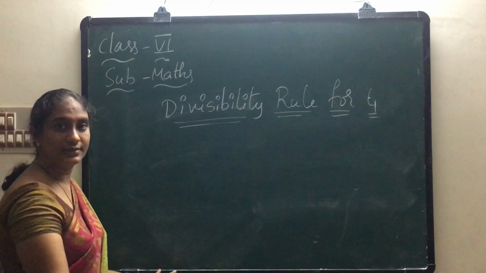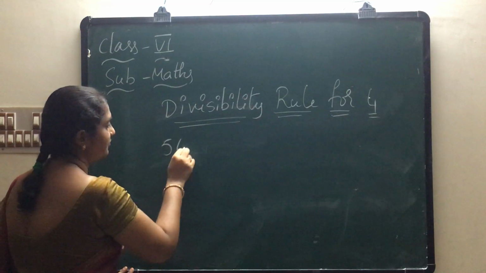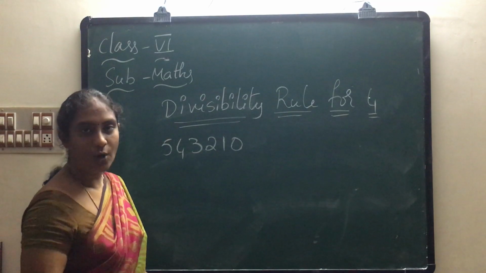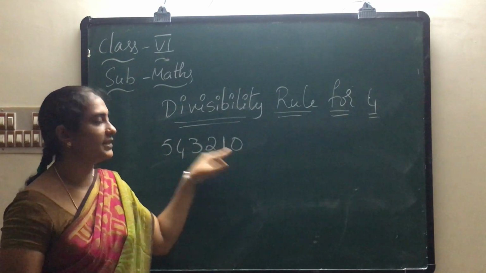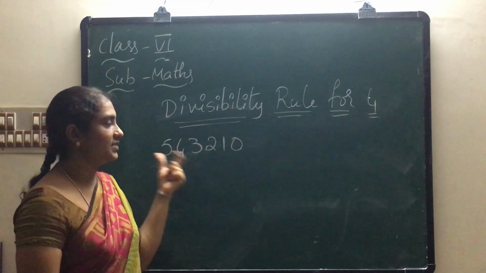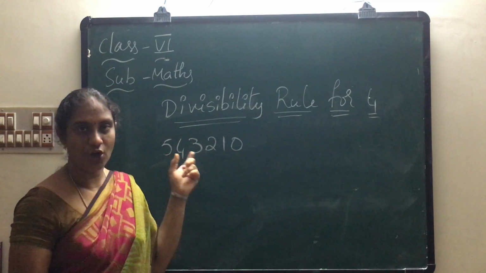Take a 6-digit number, okay children? 5, 4, 3, 2, 1, 0. How many digit number is it? 1, 2, 3, 4, 5, 6. It is a 6-digit number. For a 6-digit number we have to find out whether it is divisible by 4 or not.